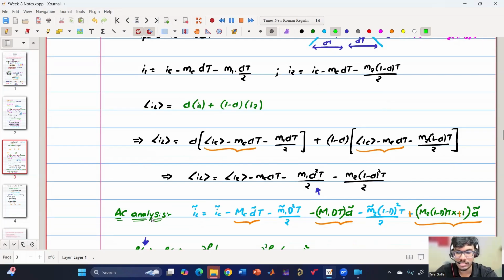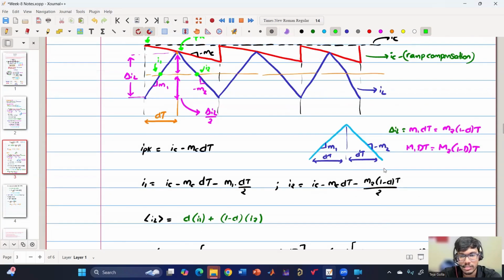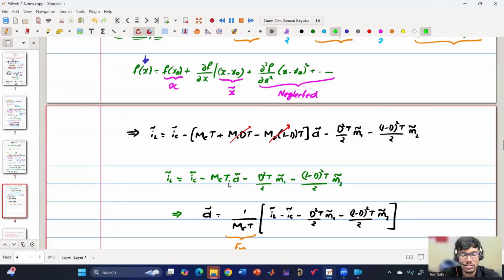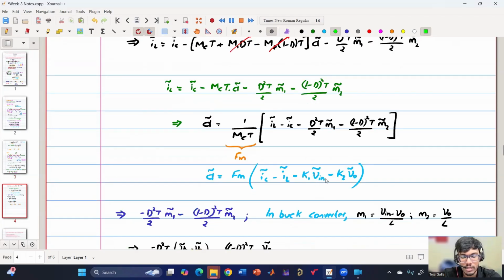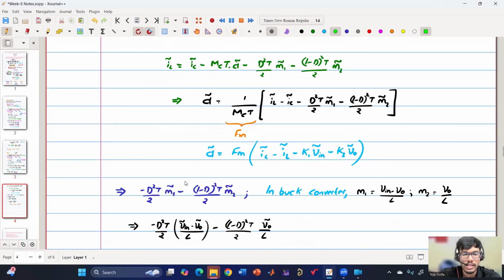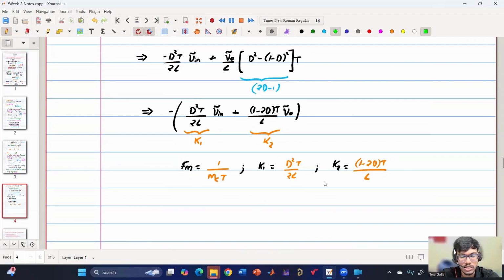Now for AC analysis, I'm only considering the AC perturbation. So once we do the AC perturbation, these two will be cancelled because at steady state, this height is same for both. So M1 into dt is equal to M2 into 1 minus d into t. So we are getting this final expression. If I want to generalize in terms of V in perturb and V not perturb, then I have to further simplify. And after simplifying, these are the constants I am getting.